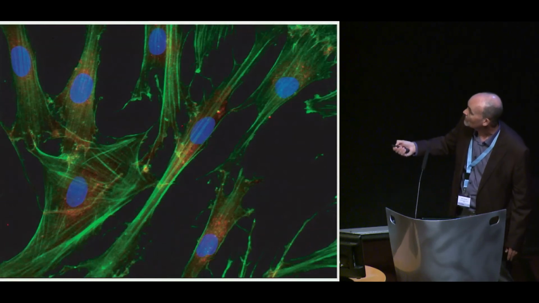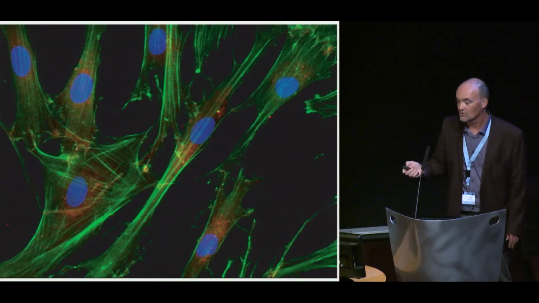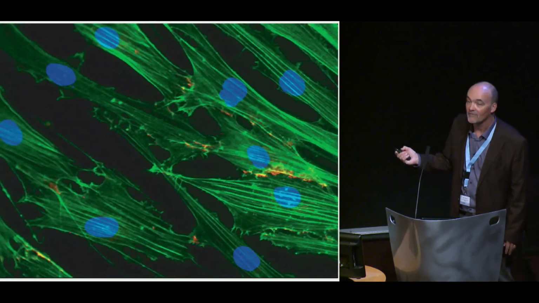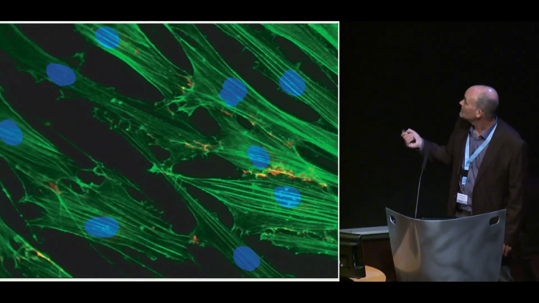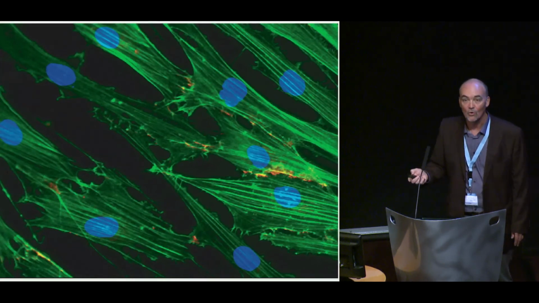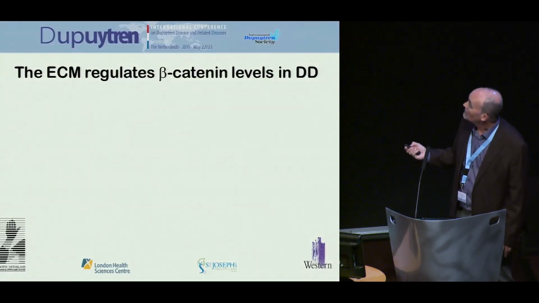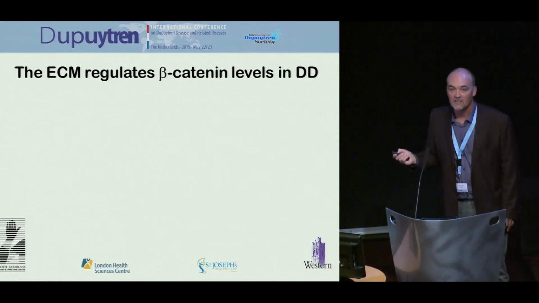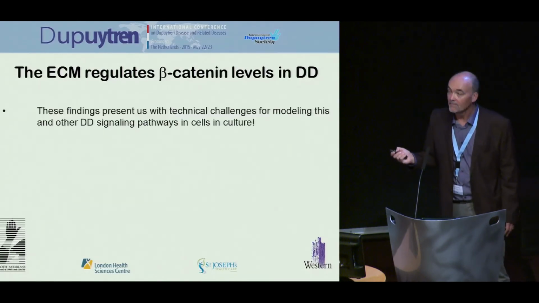These are Dupuytren disease cells 2 hours after they've been cultured on soft collagen and 72 hours after they've been cultured on soft collagen. And as you can see, apart from a few adherens junctions up here, there's no beta-catenin in these cells at all. So the matrix regulates beta-catenin levels in Dupuytren disease quite clearly.